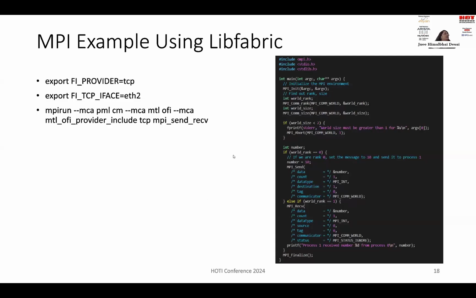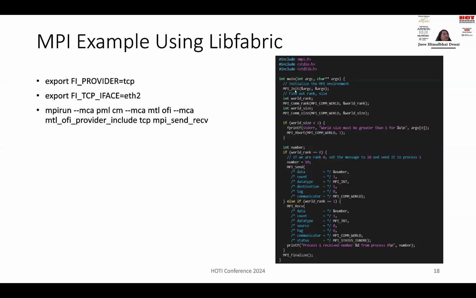Okay, so let's see our MPI example using Libfabric. This is a very basic send receive based example. We are going to use MPI send and MPI receive calls. What we are trying to do here is send an integer message between two ranks. So let's see how this is going.